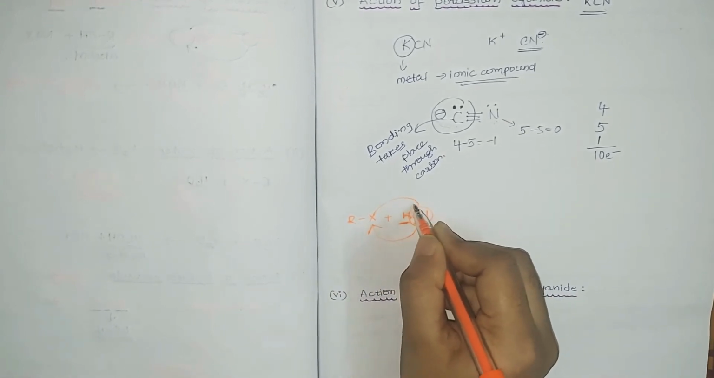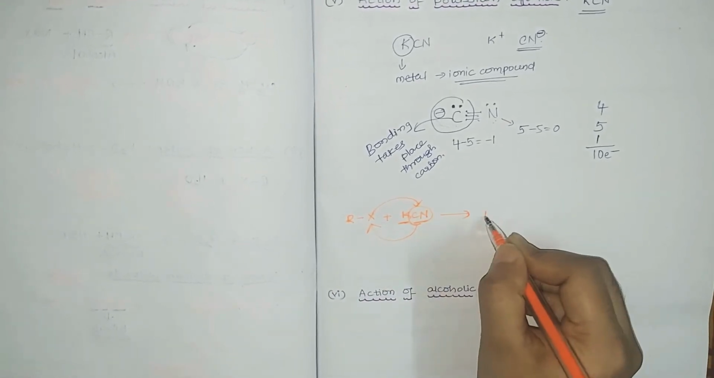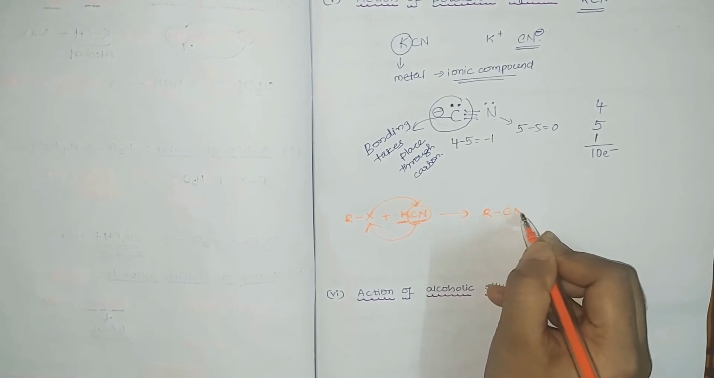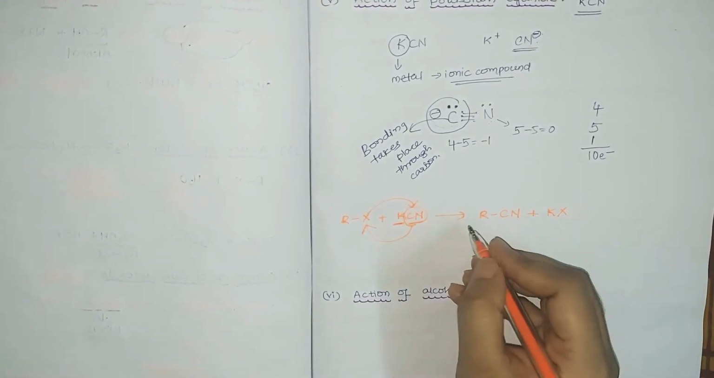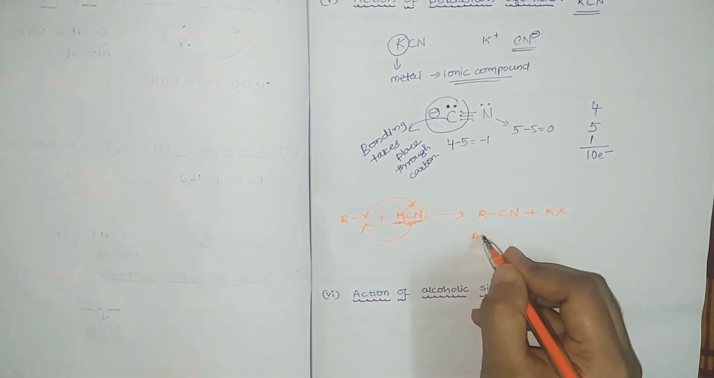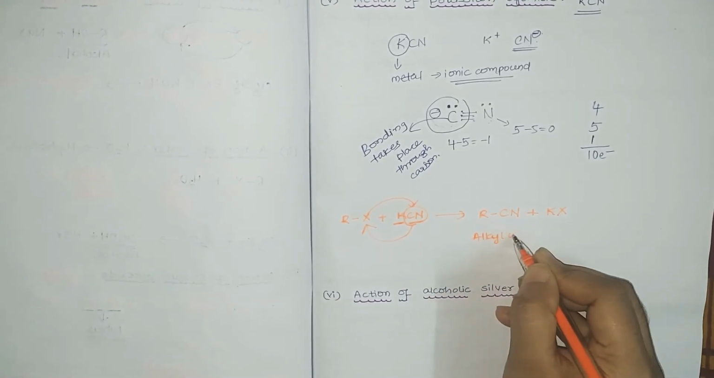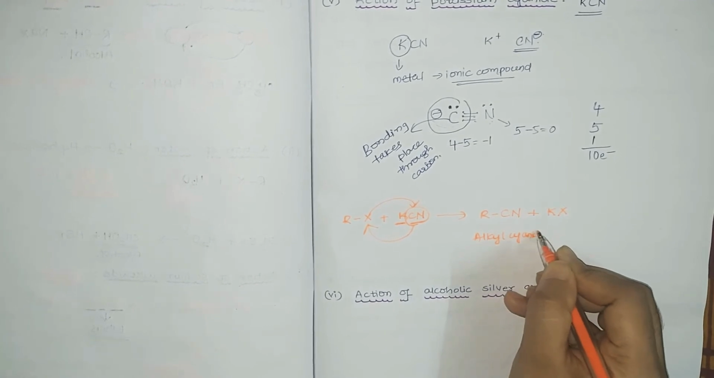What will be the product here? RCN plus of KX. The bonding takes place through carbon atom, and the product obtained we call it as what? Alkyl cyanide or alkane nitrile. Alkane nitrile is the IUPAC name.